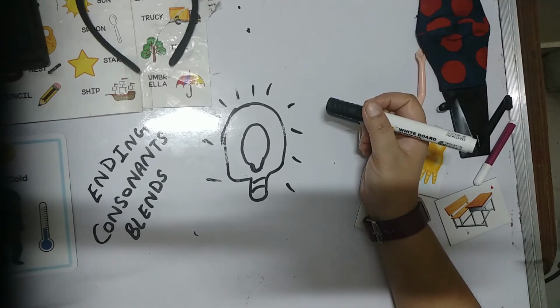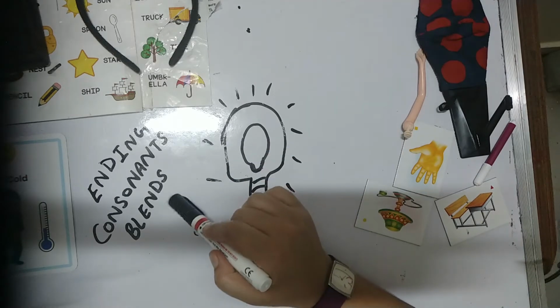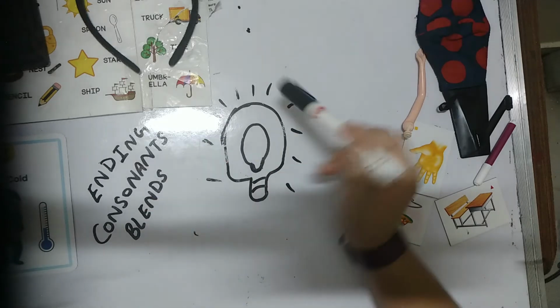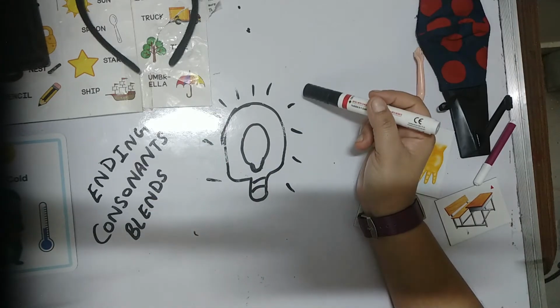Our today's topic is ending consonant blends: how we can blend whenever we have consonants at the end of a word, and how we can teach it to a toddler.